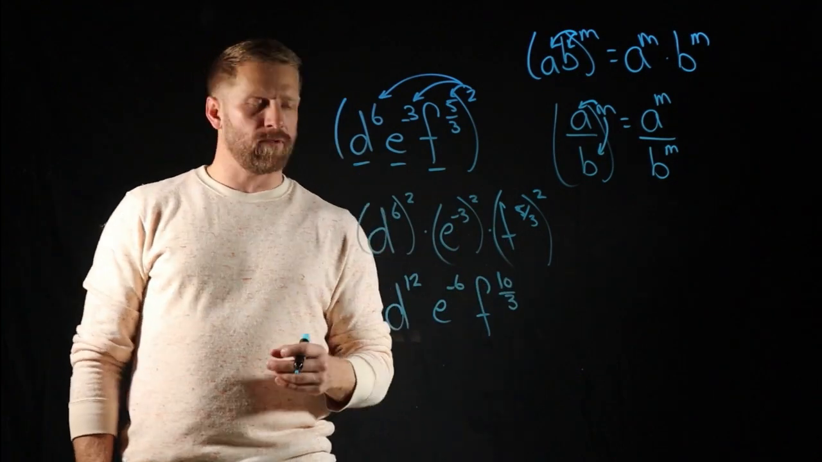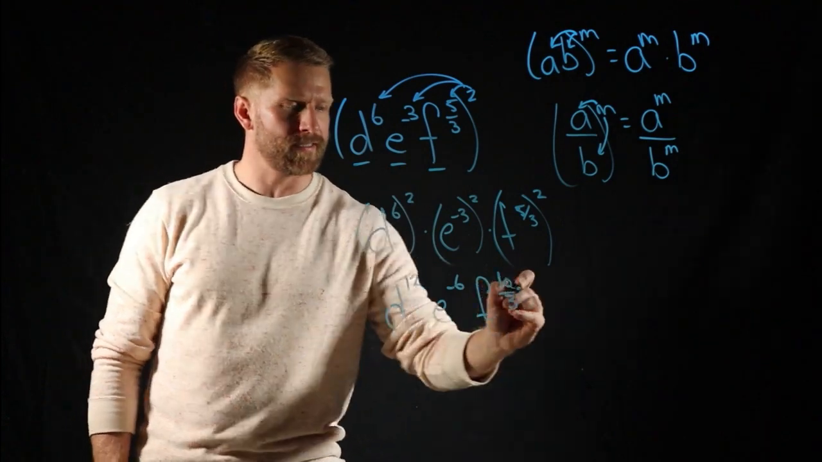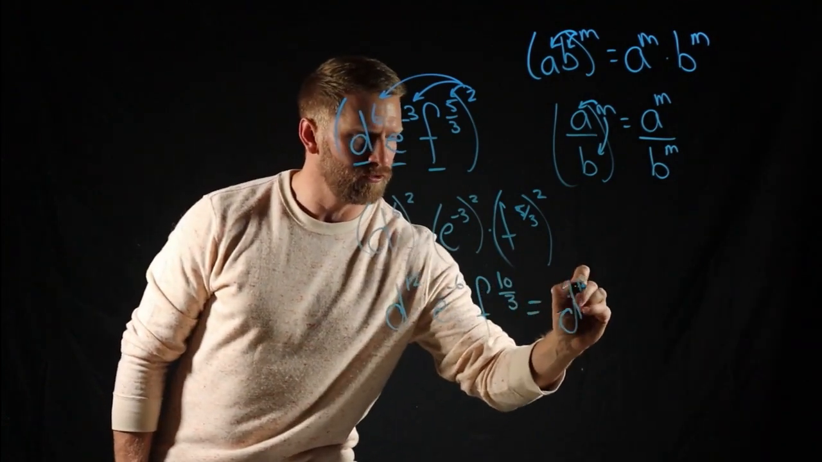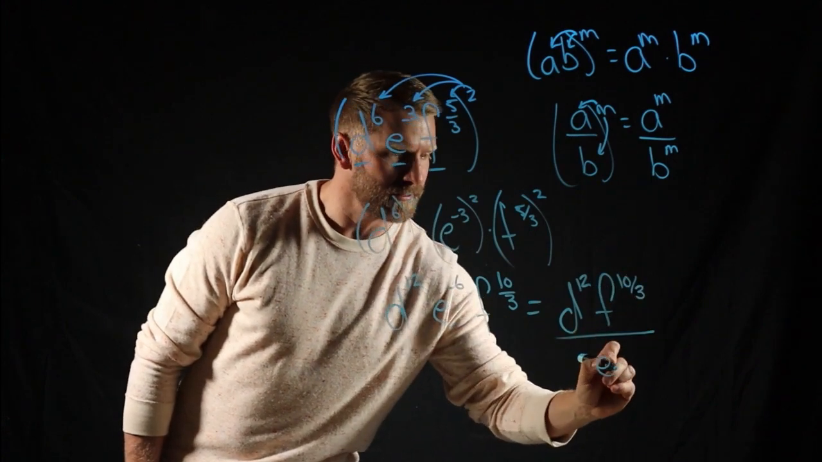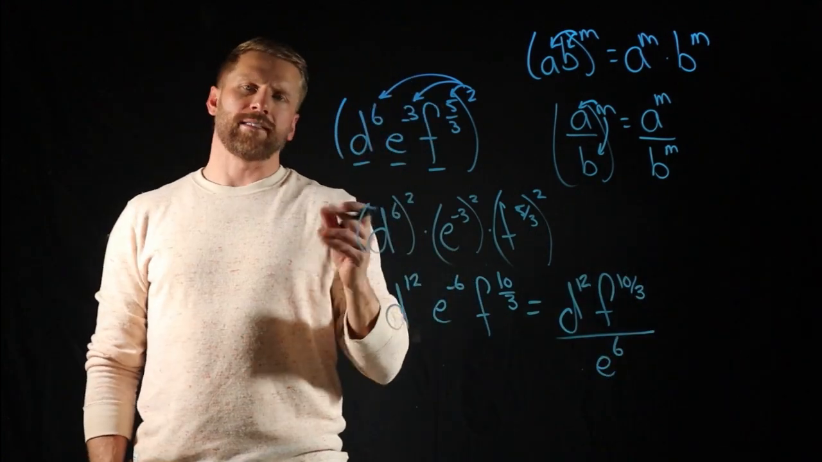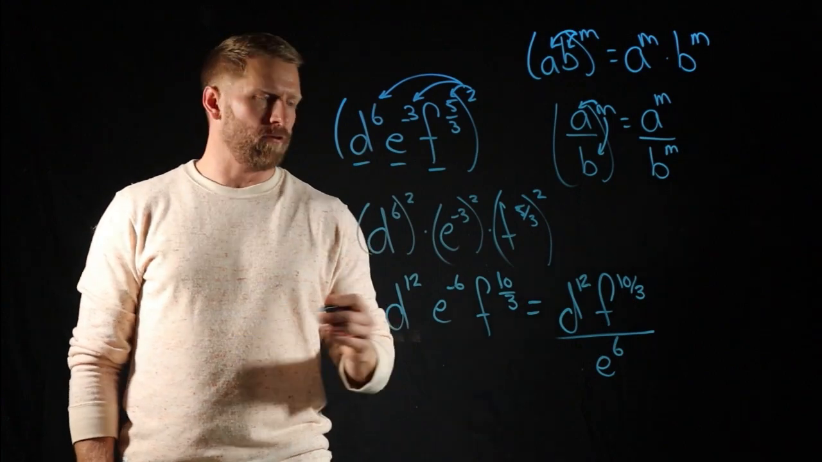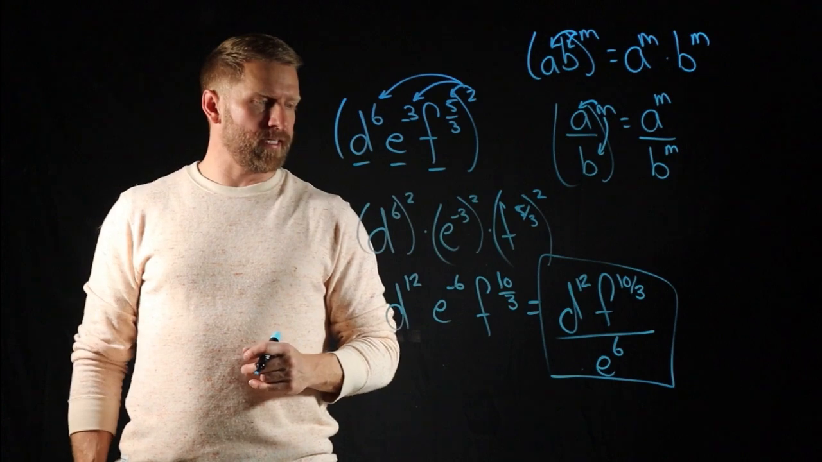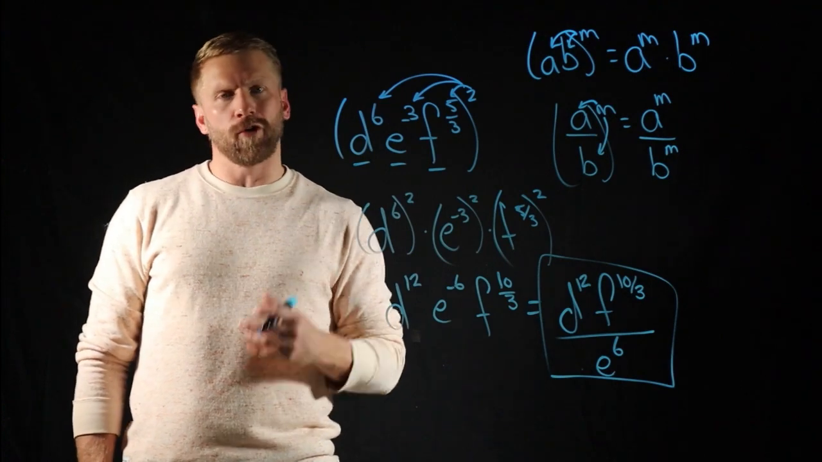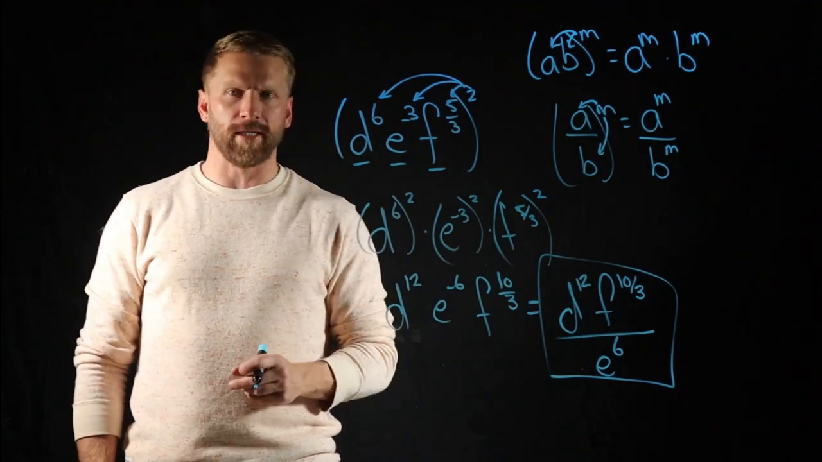Now maybe your teacher will ask for positive exponents, and if that's the case, all you would have to do is drop that e to the 6 to the bottom to make it positive, as outlined in the negative exponent video. But your answer ends up being d to the 12th, f to the 10/3, e to the negative 6, or over e to the 6. Doesn't matter which is which.